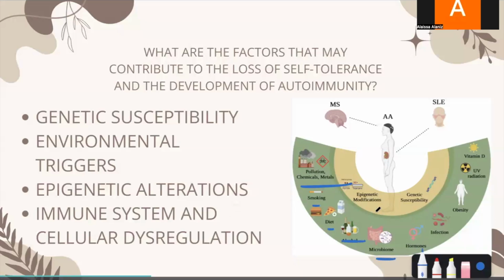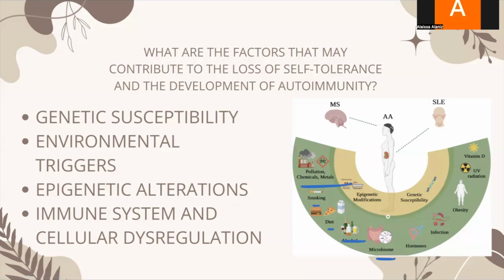microbiome, hormones. We have epigenetic alterations, changes that affect how genes are turned on or off without changing the DNA itself. And immune system cellular dysregulation, which occurs when immune cells do not function properly, allowing self-reactive immune cells to survive and attack the body's own tissues.